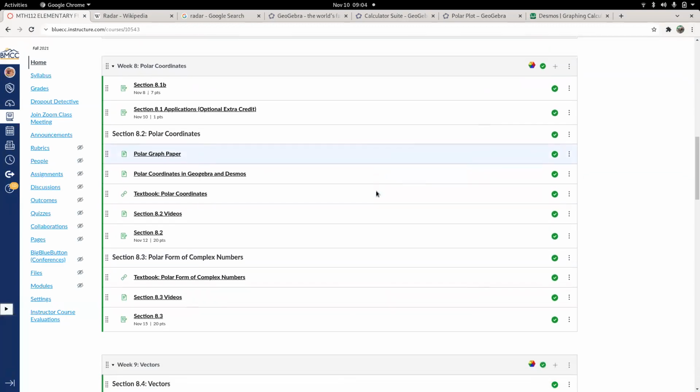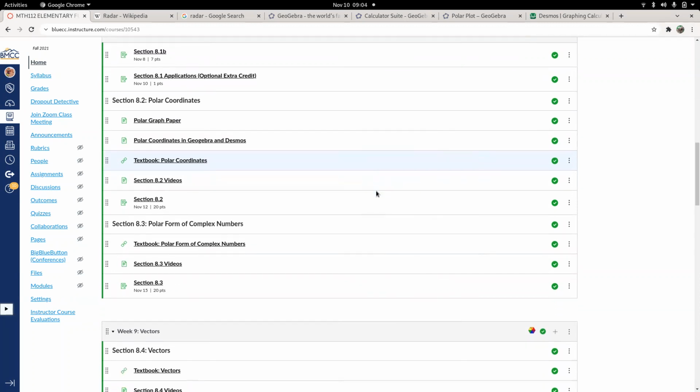So this week we're playing around with polar coordinates. We just finished up our law of sines and law of cosines, and those are important. And the big thing we're going to look at today is what does polar mean? And I added some resources here additionally.